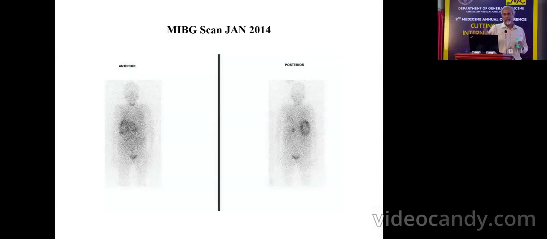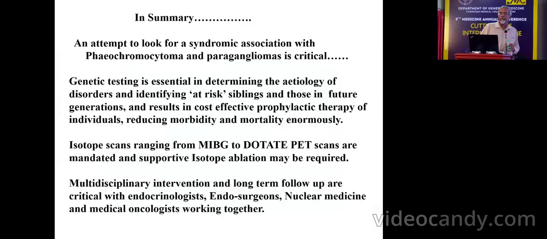It's mostly medical, surgical, the isotope therapy, which we use over here. So in summary, an attempt to look for a syndromic association with POs is very critical. This is very important. It's part of the workup. Genetic testing is essential to identify at-risk siblings. Isotope scans are important, and our team working together is very important.